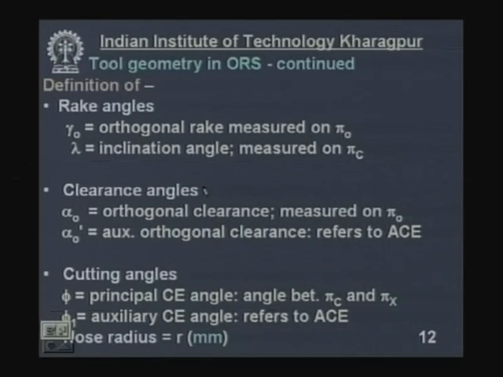Now, the clearance angles. This is called the orthogonal clearance of the main cutting edge. Orthogonal clearance is measured on the orthogonal plane. And what about the auxiliary orthogonal clearance? The auxiliary orthogonal clearance refers to the auxiliary cutting edge, and is measured on the auxiliary orthogonal plane, which has been shown. Now, the cutting angles: phi, the principal cutting edge angle, is the angle between the cutting plane and the machine longitudinal plane. Phi 1, the auxiliary cutting edge angle, refers to the auxiliary cutting edge, as was shown. Now, nose radius r, but here you observe it is expressed in millimeters.